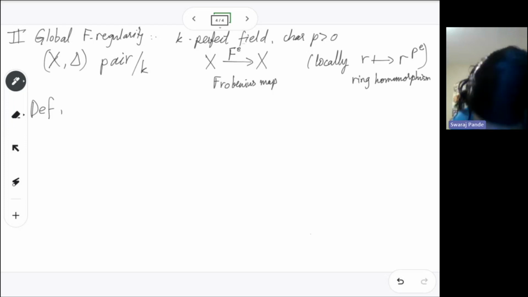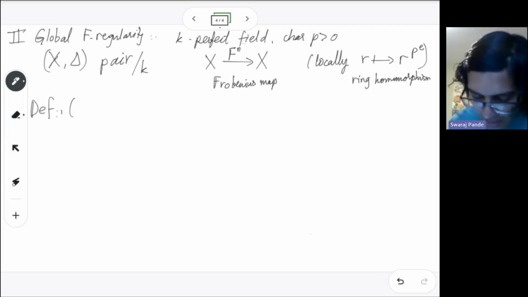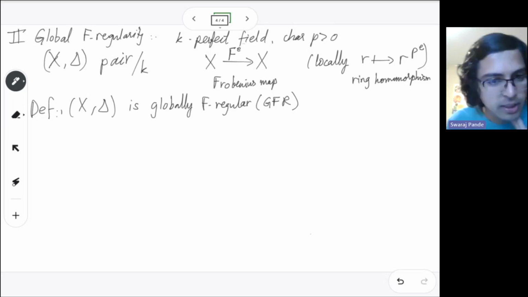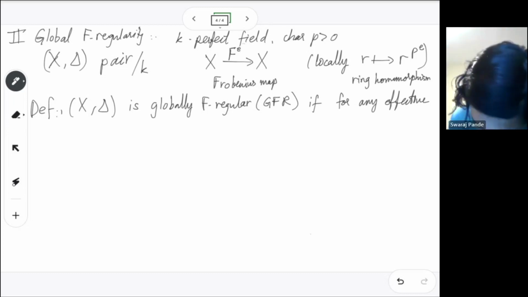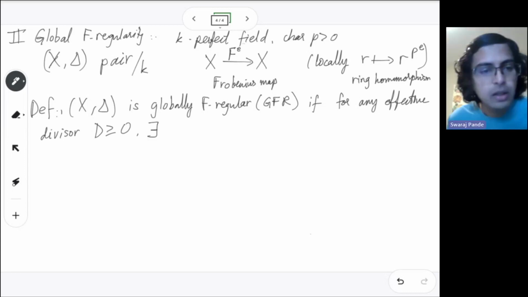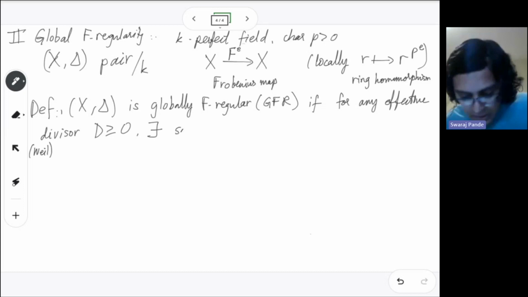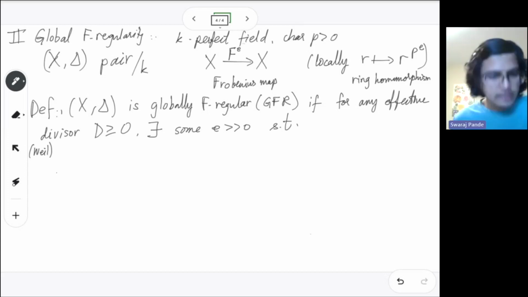So let me define what global F regularity is. It's slightly technical, but I'll say why this is interesting. X, delta is globally F regular, abbreviated to GFR, if for any effective Weil divisor D, there exists some e large such that something happens.